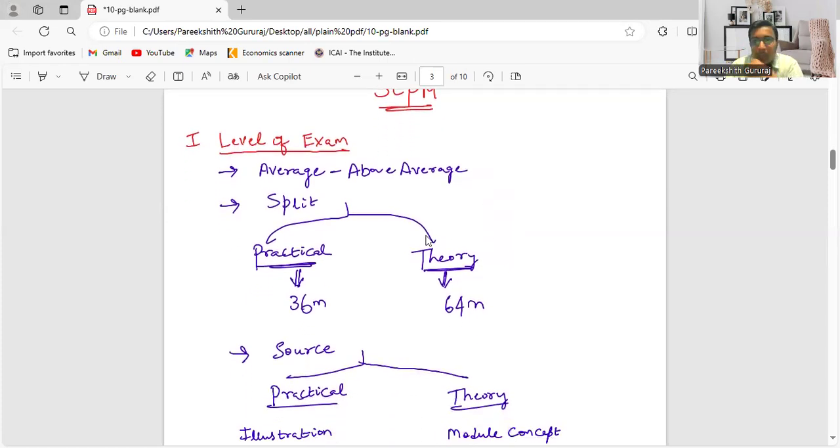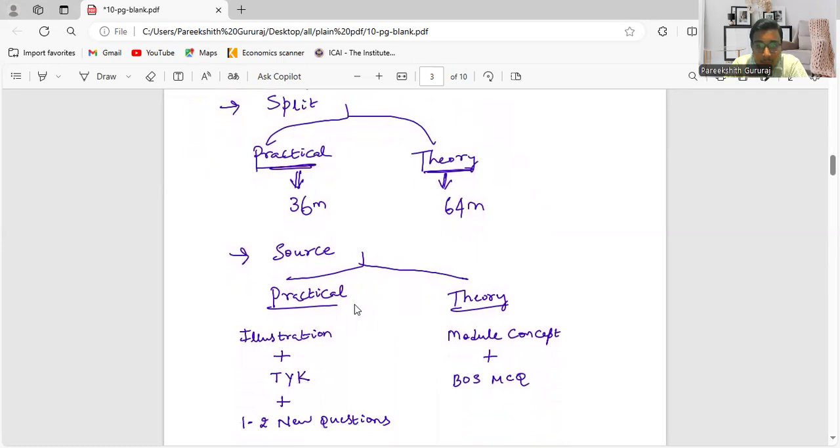Talking about the split of the exam, practicals were somewhere between 30 to 36 marks as I recollect, and the balance 64 marks was from the theory part. The source of the questions was predominantly from the module itself.